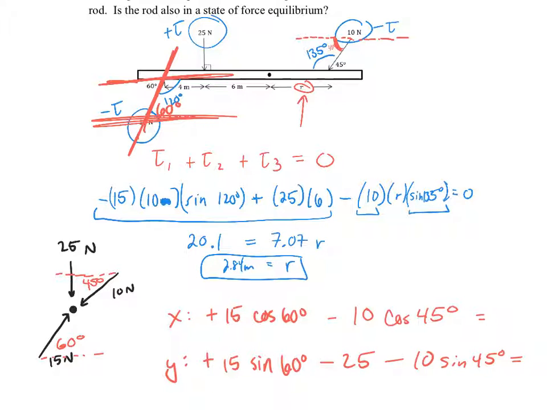So two forces in the x direction combating one another, three forces in the y direction, all acting on this member, rod, whatever. Numbers, make sure you are in degree mode. These numbers will not work if not.